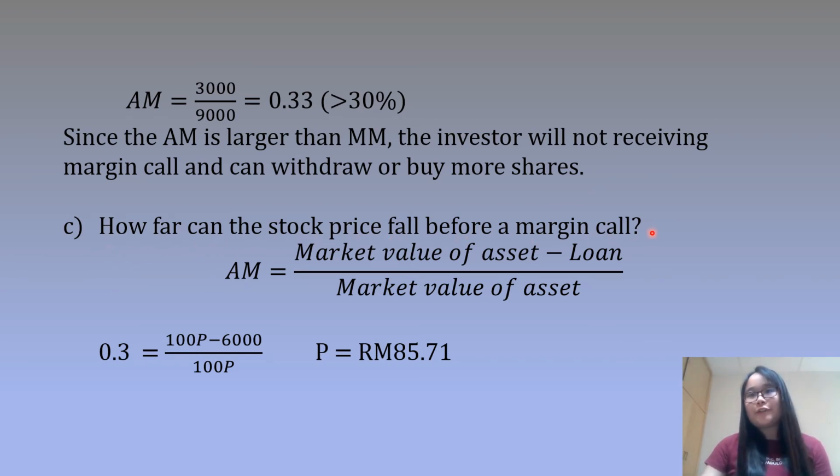Recall that if an investor receives a margin call, it means that the AM is smaller than the MM. So we know that the MM, 0.3, is the minimum percentage the AM can reach. In order to find the minimum price the stock price can fall to, we need to set this formula equal to 0.3. So we find the price is 85.71. If the price is smaller than this value, the investor will receive a margin call, because it means that the AM is smaller than the MM.